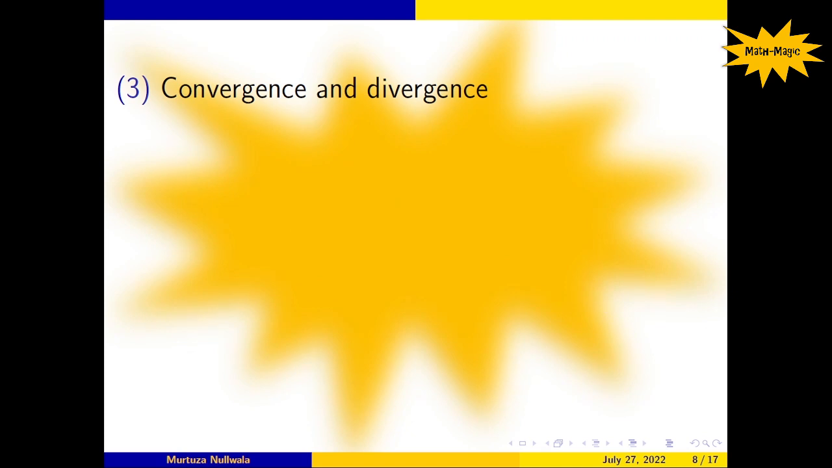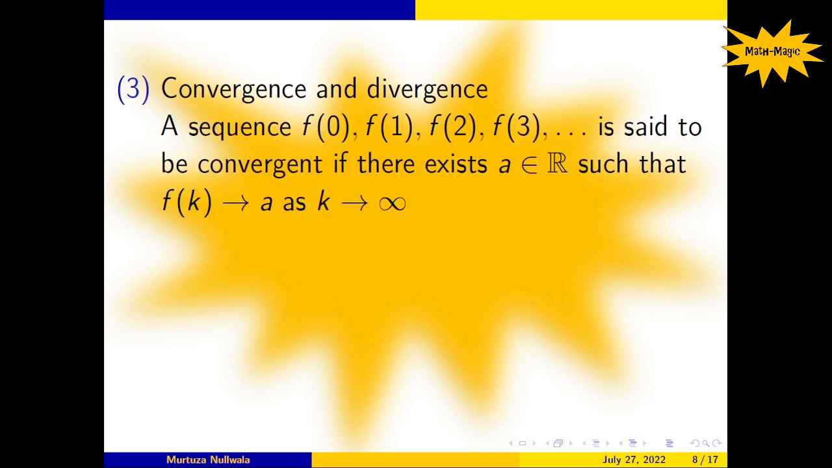Now this is an important part, convergence and divergence of a sequence. A sequence f(0), f(1), f(2), f(3), and so on is said to be convergent if there exists a belonging to the real numbers. So we are basically talking about a sequence in real numbers; f(0), f(1), f(2), f(3) are real numbers. It's said to be convergent if there exists a in the real numbers such that f(k) tends to a as k tends to infinity. So as k tends to infinity, the f(k) value is moving towards a.